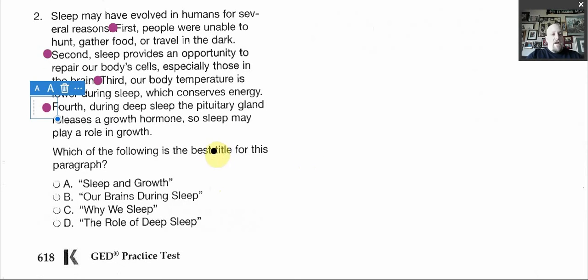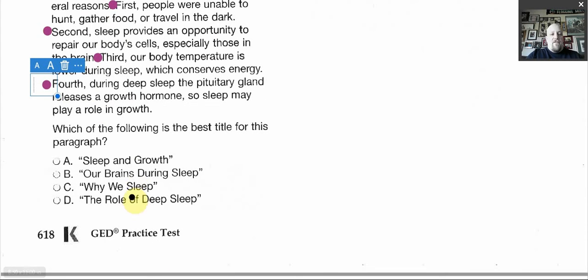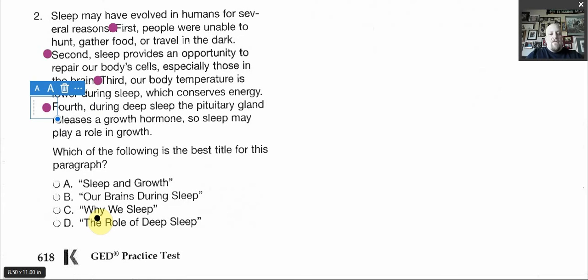growth. So which of the following is the best title for this paragraph? So you have four different ideas here that they're explaining that sleep does. So we're going to look at what the different answers are and pick the best one. So sleep and growth. So you're looking for the answer that best covers the entire article or the entire little paragraph here. So sleep and growth. Okay, well that covers one of the four here. Our brains during sleep. Once again, that really only covers one.